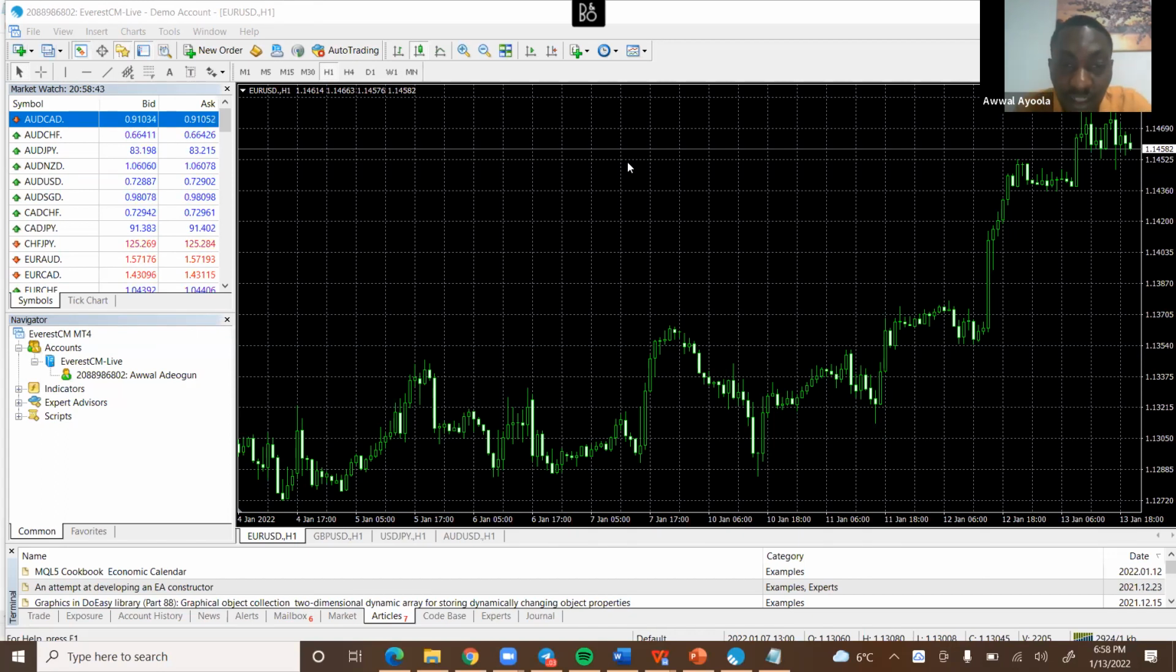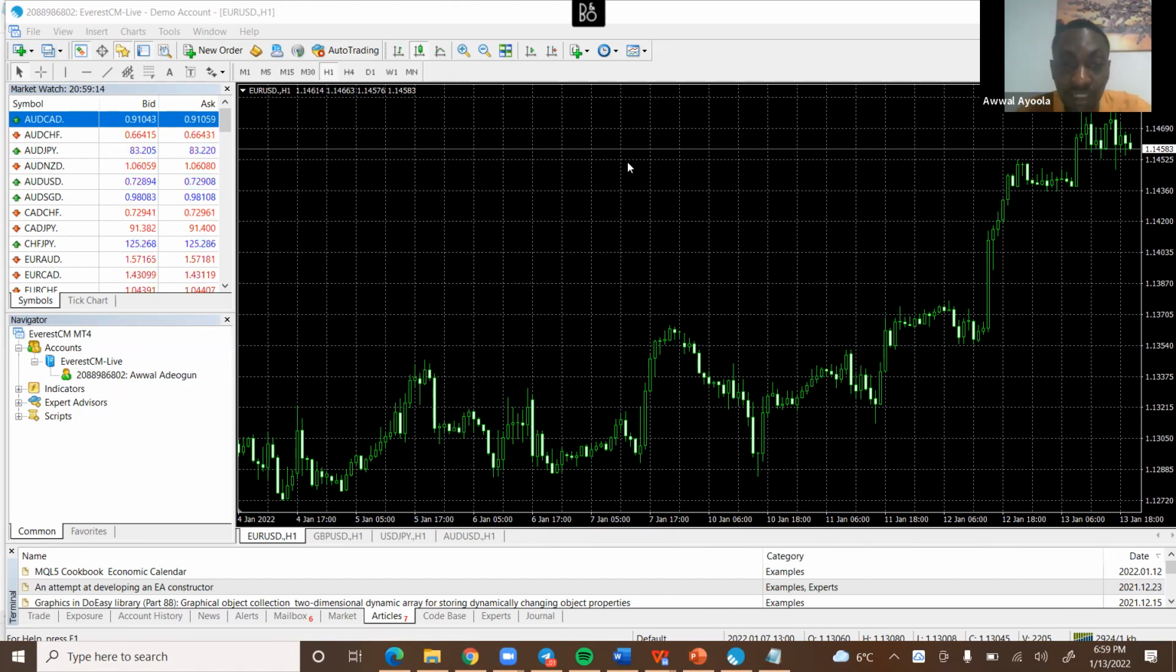MT4 is not a broker. MT4 is a trading platform. I explained that when I was talking about broker versus trading platform. A broker is a company, like a bank, that gives you access to the market. So before your MT4 can work, you must link up a broker account on it. Before MT4 can work, you must link up a broker account on it.